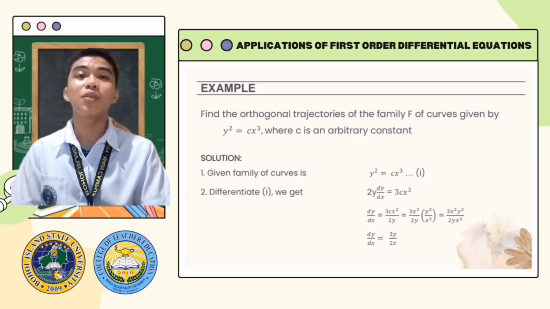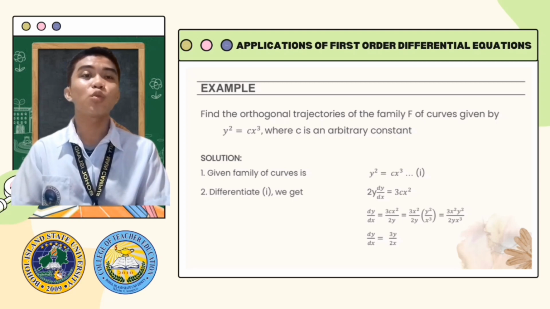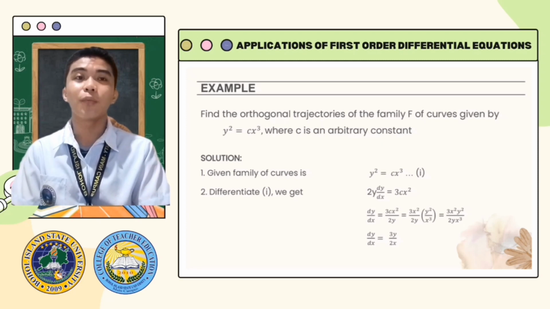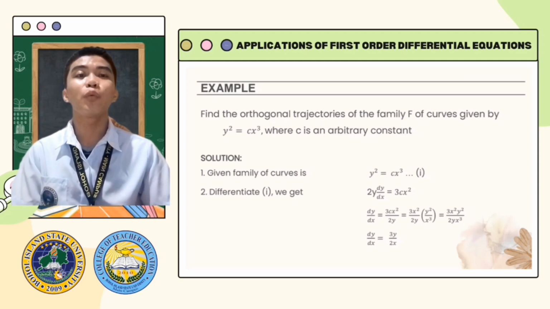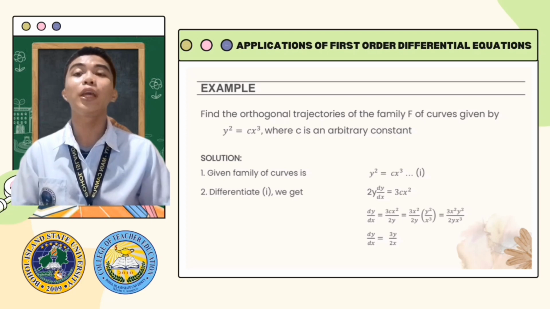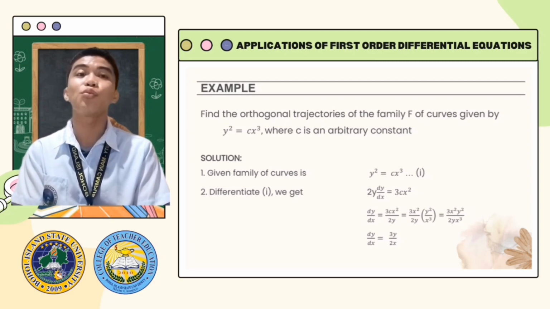The second step is to differentiate the family of curves. Differentiating y squared is equal to c x cubed, we get 2y dy over dx equals 3c x squared. We divide both sides of the equation by 2y so that we only have dy over dx on the left side. So we have dy over dx is equal to 3c x squared over 2y.